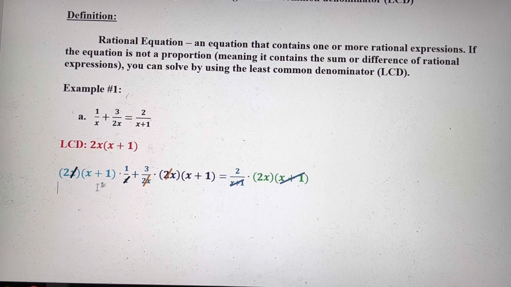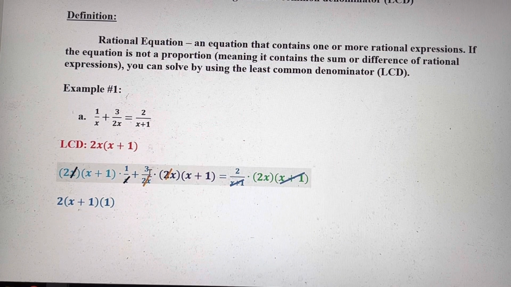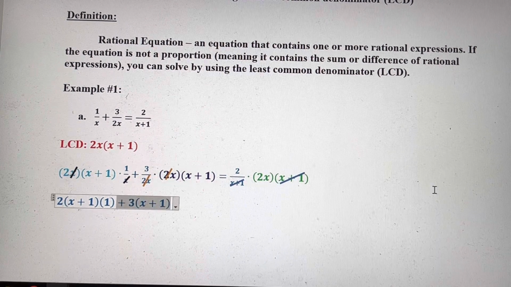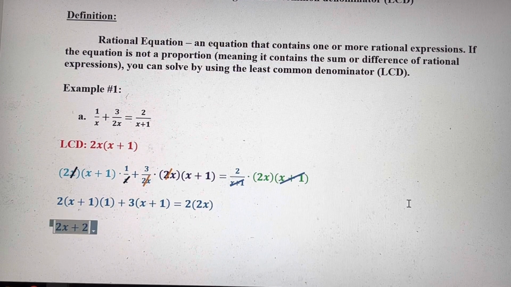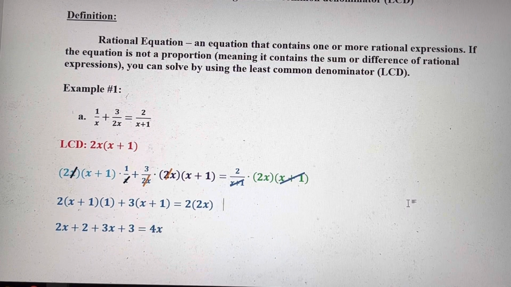So here I've got 2 times x plus 1 times the 1 that was in the numerator. For the second piece, again, the 2x's canceled out, so I'm left with a plus 3 times x plus 1. And on the right side here, the x plus 1's canceled out, so I'm just left with 2 times 2x, okay? So now let's clean it up. I'm going to distribute, multiply all the way through here. So 2x plus 2 plus 3x plus 3 equals 4x, okay?